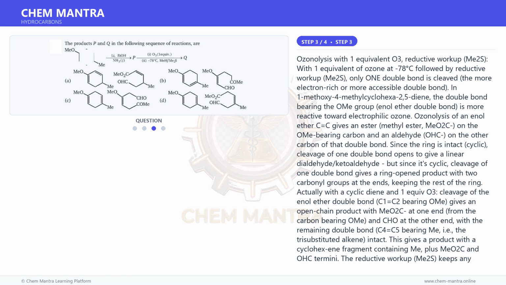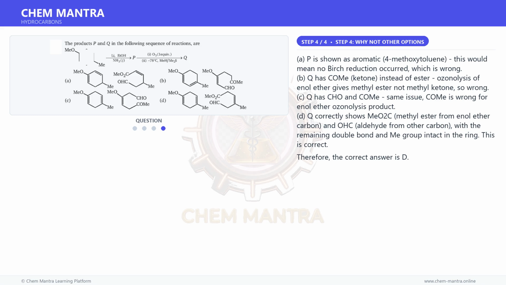The product Q has one remaining double bond, a Me substituent, a MeO2C group and an OHC group. This matches option D. P is 1-methoxy-4-methylcyclohexa-2,5-diene and Q has a Me-bearing alkene with MeO2C and OHC groups. And for the final step, the options.